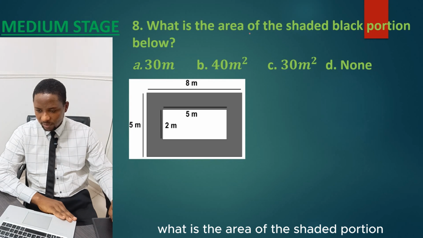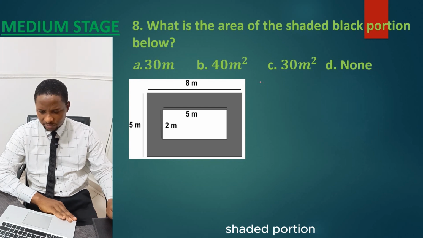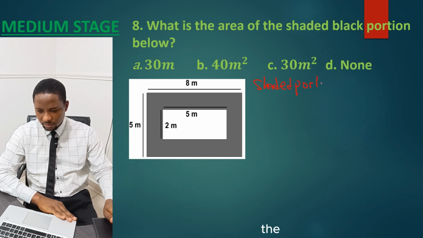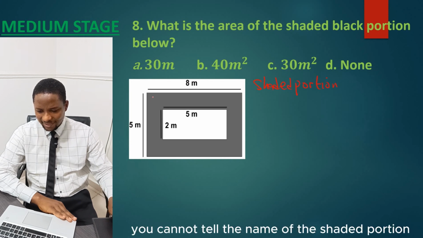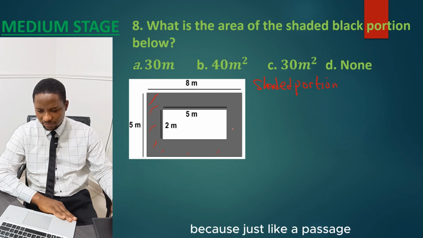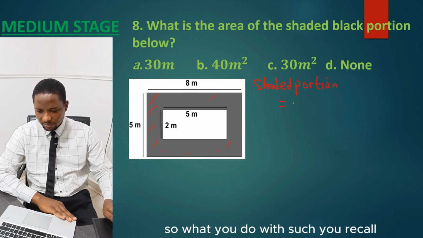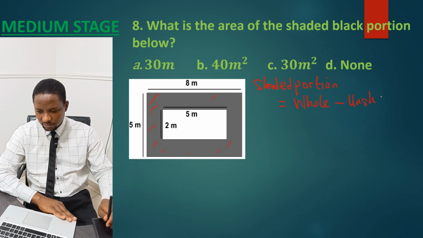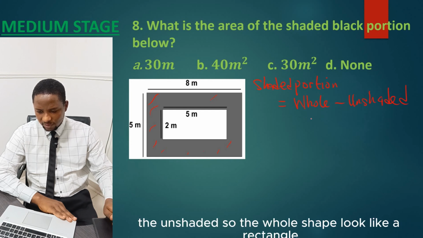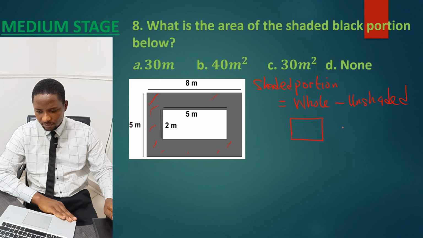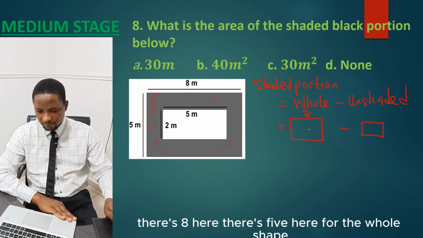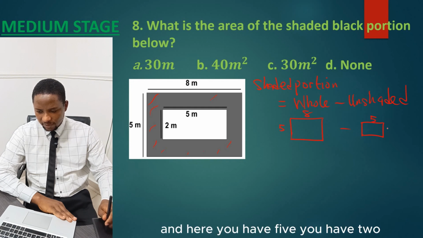What is the area of the shaded portion? For shaded portion, as long as you cannot tell the name of the shaded portion, because it's just like a passage, what you do with such, you recall what I said in the earlier video, which is the whole shape minus the unshaded. So the whole shape looks like a rectangle, same as the unshaded looks like a rectangle. There's 8 here, there's 5 here for the whole shape, and here you have 5, you have 2.